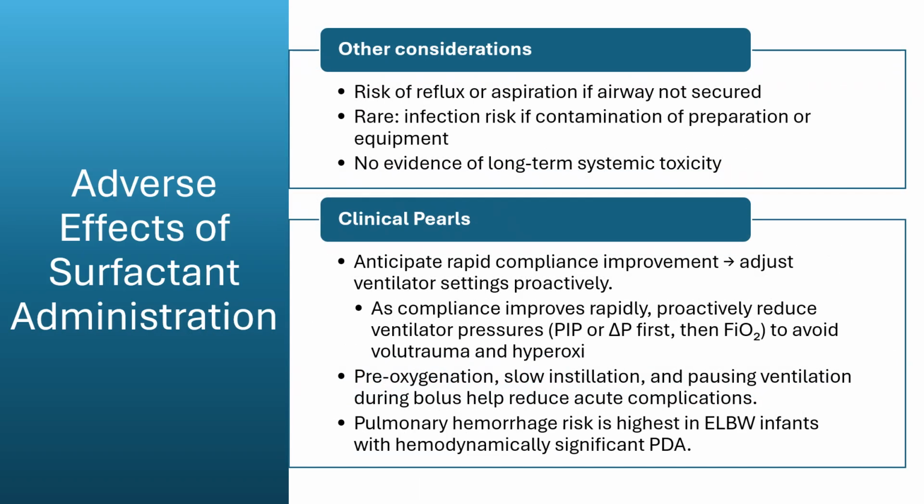Beyond acute complications, several practical considerations influence outcomes. Rapid improvement in compliance is expected after dosing, so ventilator settings must be adjusted proactively. Peak inspiratory pressure or delta pressure should be lowered first, followed by careful reduction in oxygen concentration to avoid volutrauma and hyperoxia. Gentle ventilation strategies are essential as the lung transitions from stiff to more compliant.